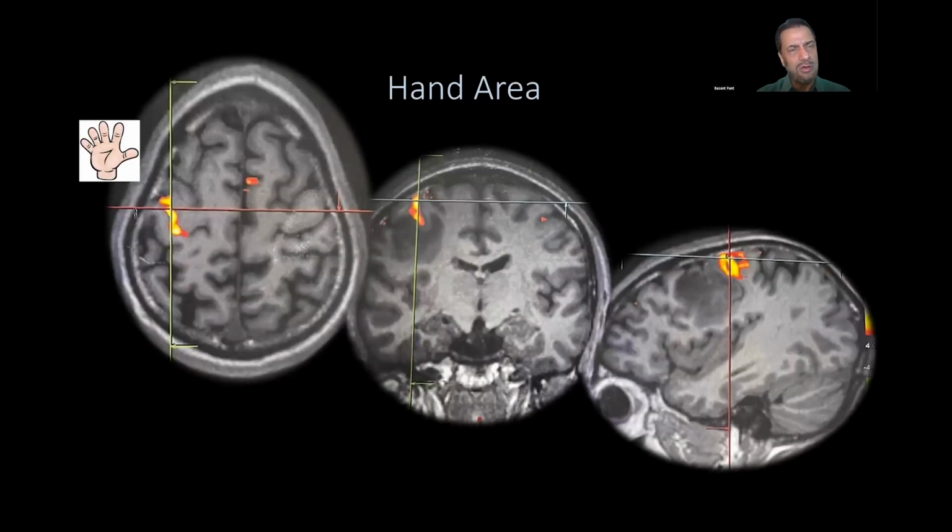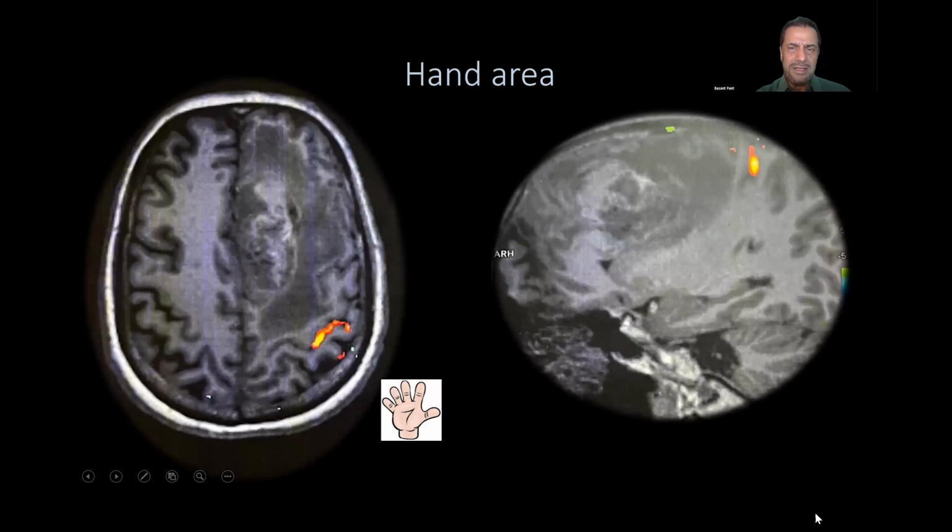And you can also activate the hand and leg, and with the BOLD MRI technique, you can find out where the hand area and the leg area are in relation to the low-grade glioma in this case. So it's superior and posterior. So this is the place you must avoid to preserve the hand function. Another case of hand area, which is pushed way back, so this place is relatively safe. You can go and take the tumor out.